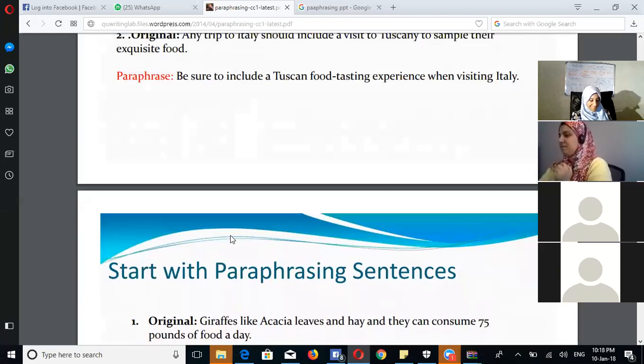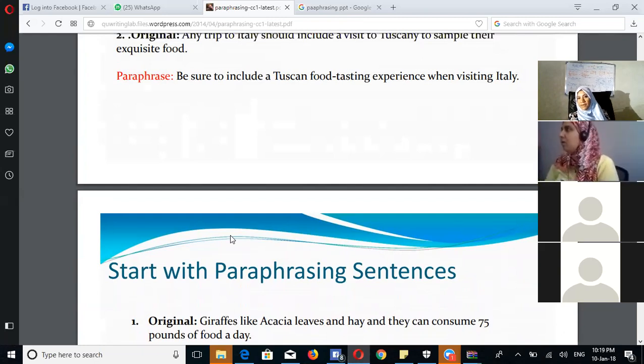Giraffes, which like acacia leaves and hay, can consume 75 pounds of food a day. I will use "giraffes which like acacia leaves and hay can consume"; I can replace 75 pounds with a percent of food a day. Which is 75 3/4 pounds of food a day. Write it in the same way?